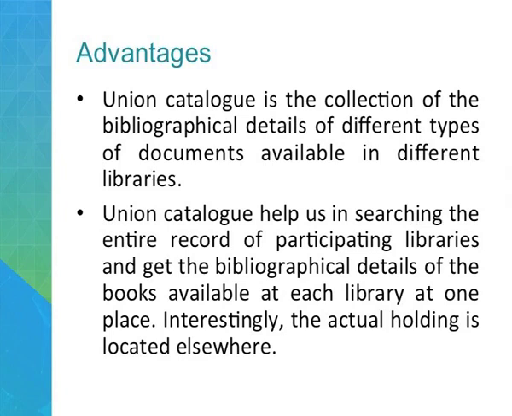Apart from that, Union Catalogue helps us in searching the entire records of participating libraries and getting the bibliographic details of the books available at each library at one place. Means it is one place where you can understand what other libraries have. Sometimes a researcher, while working on his research topic, has to deal with different literature, and sometimes one particular book or document is not available in the library where the researcher is affiliated or doing the research. Then the researcher has to find out where that book is available.